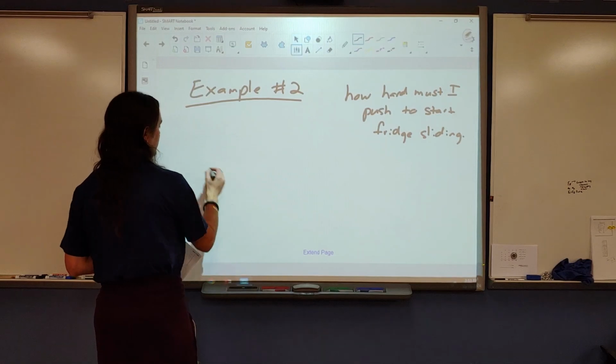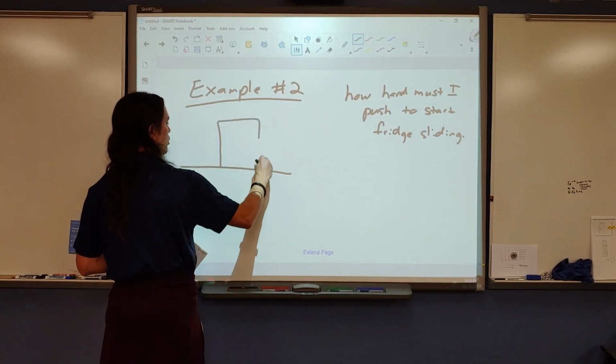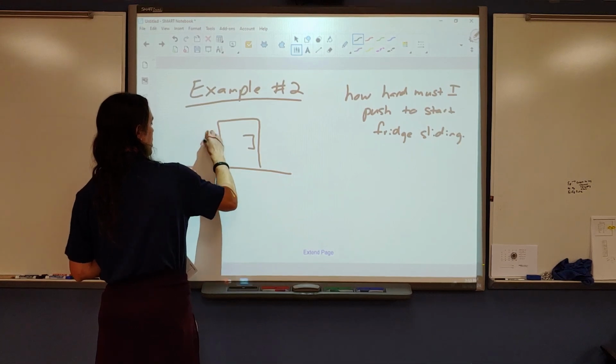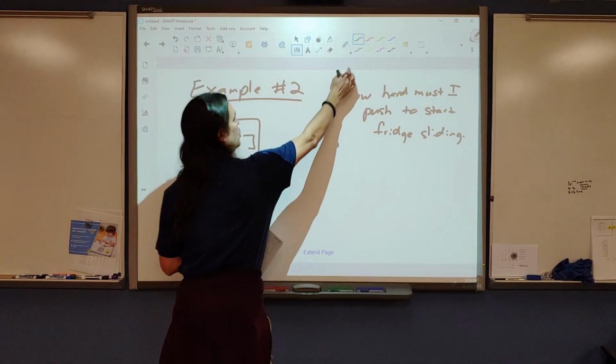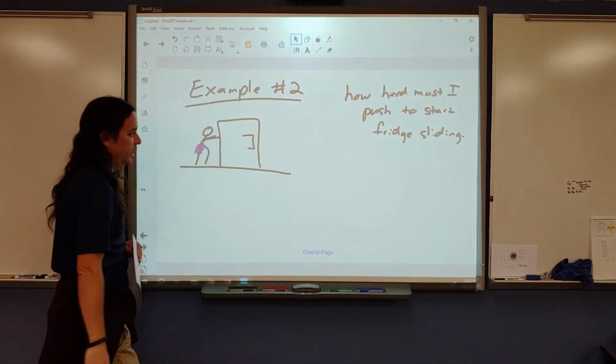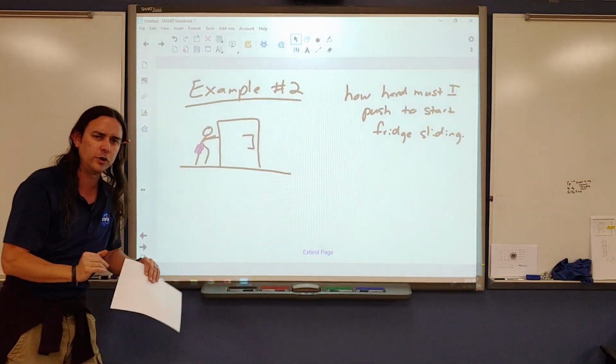All right, so in this case, I'm going to redraw it here. We've got our same refrigerator, but I am not yet moving. I'm going to start pushing on the fridge, but I'd like to know how hard I need to push in order to get it started.